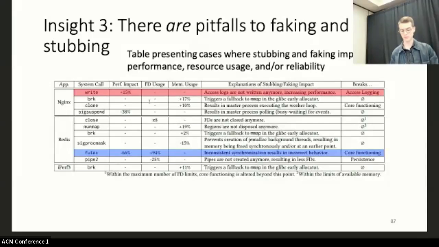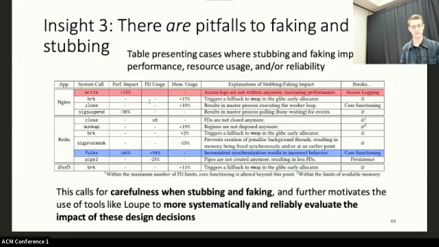For the purpose of the presentation, I chose system calls which are rather obvious, so write and futex, but many other cases are less clear cut. Overall, this calls for carefulness when stubbing and faking, and this motivates tools like Loupe to more systematically evaluate the impact of these implementation shortcuts, which are very common in the field.